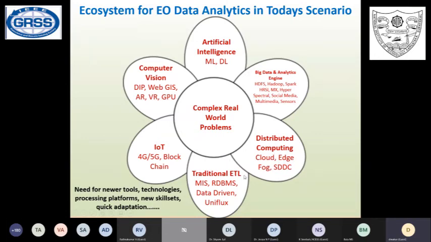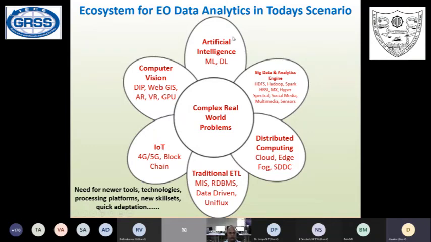You also need to have traditional ETLs residing with your system at the same time, while you cannot forget about the IoT tools when we are moving into 5G, where 4G is already left behind. So we are looking at a changing world where AI plays a very major role.